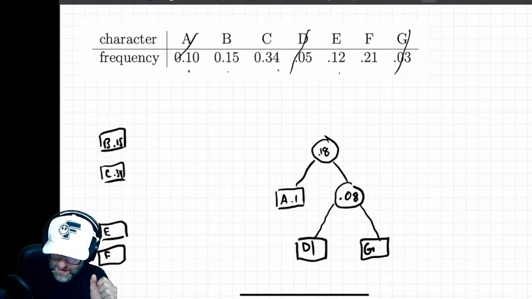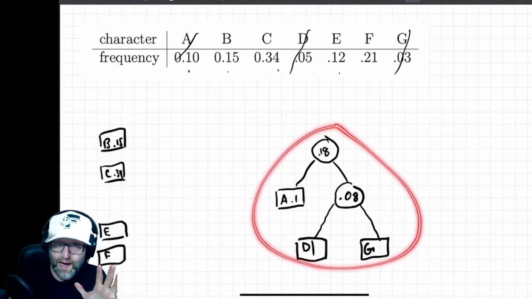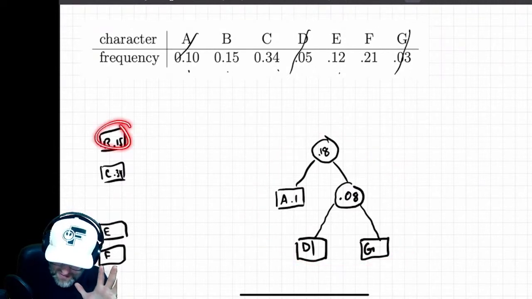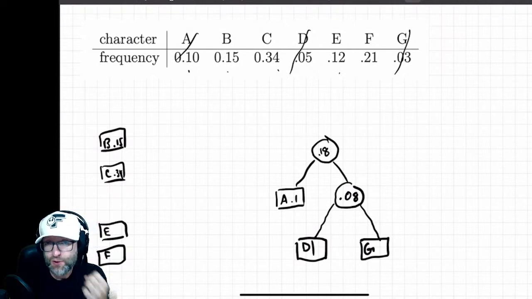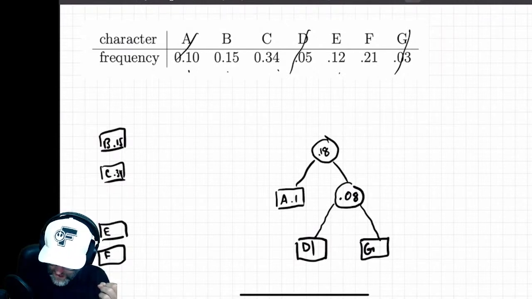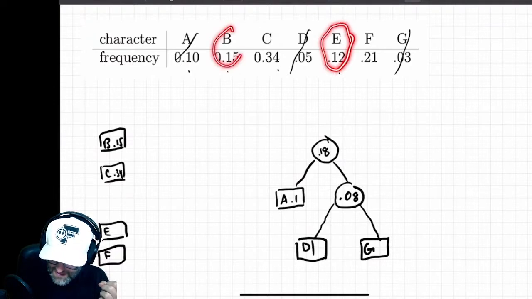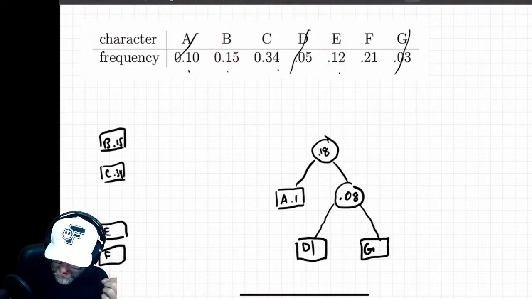Now I'm down to 5 trees. This tree happens to have a weight of 0.18. This tree still has a weight of 0.15, excuse me. This has a weight of 0.34. E has a weight of 0.12, and F has a weight of 0.21. Right? So I continue. I combine the two least weighted trees. At this point, that's going to be B and E, because this tree over here has 0.18. So B and E.